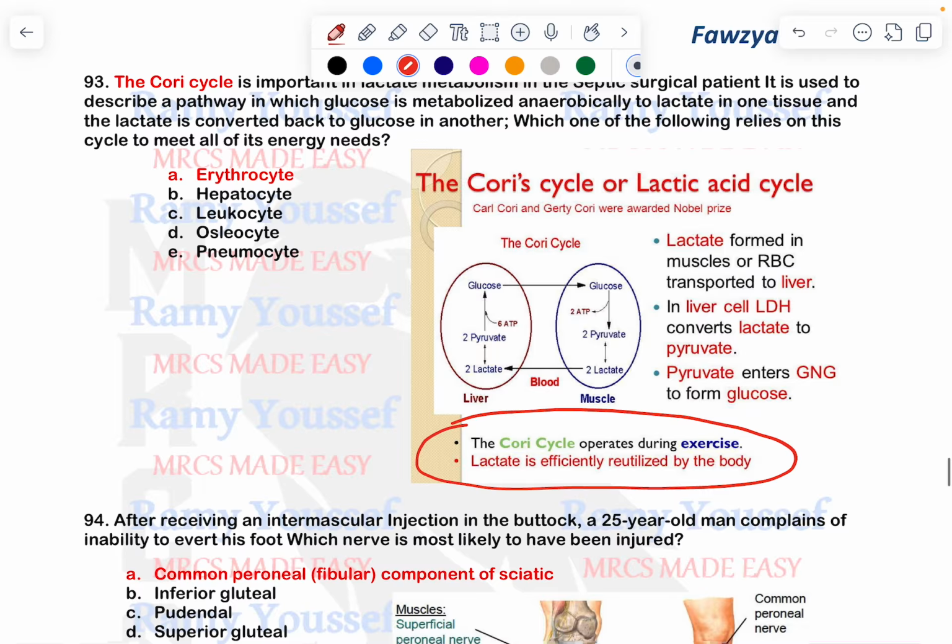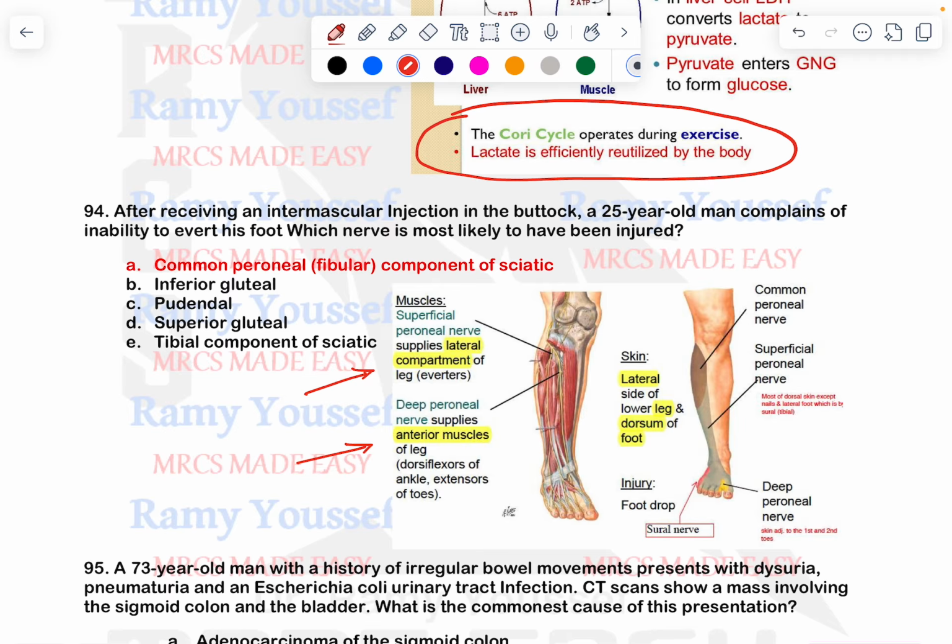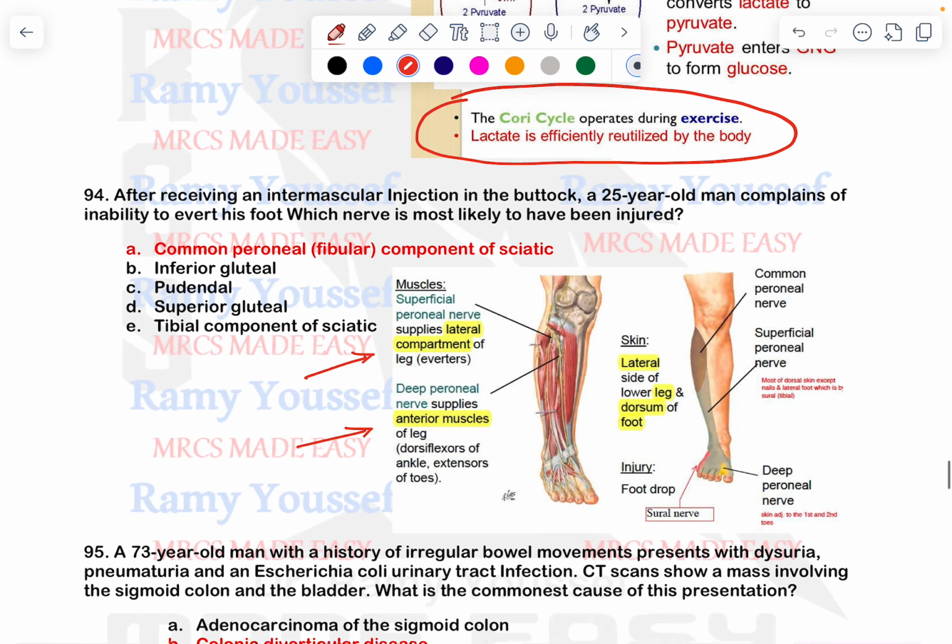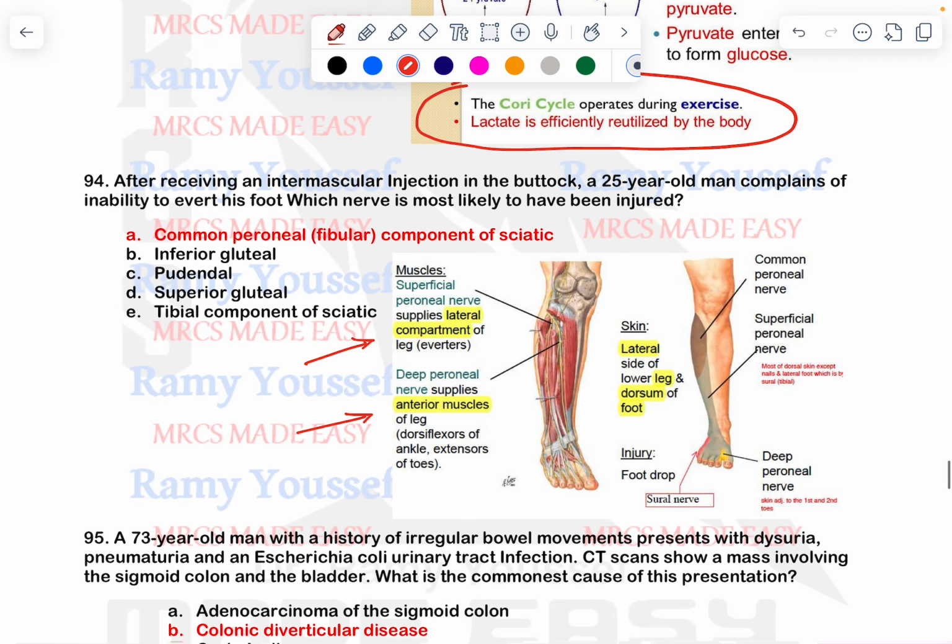A 73-year-old man with a history of irregular bowel movements presents with dysuria and hematuria. E. coli UTI is present. Hematuria, there is diverticular disease. So there is a fistula, colonic diverticular disease.